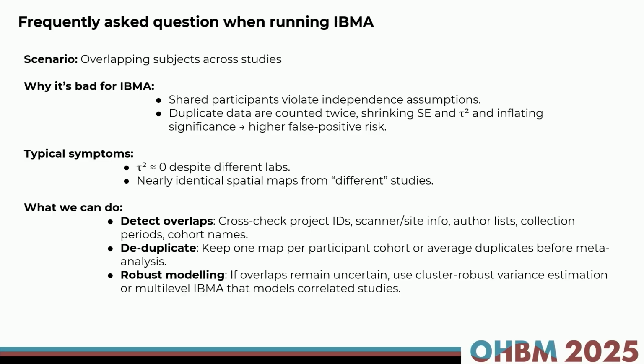So in this case, we should detect overlaps by cross-checking project ID or scanner site information, also listing recruitment periods or cohort names, and we deduplicate by keeping one map per subject's cohort or averaging duplicates before meta-analysis. We can also do robust modeling. If the overlap information is missing and the overlaps remain uncertain, we can use cluster-robust variance estimation or multi-level IBMA that models correlated studies.